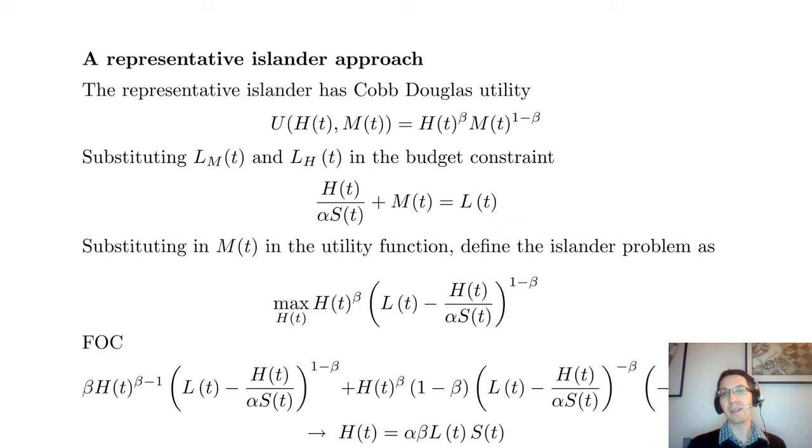Alright. Believe me, once you compute the value of h_t, you get something very simple, which is what we were going after. So the harvesting function, which is alpha beta l s.